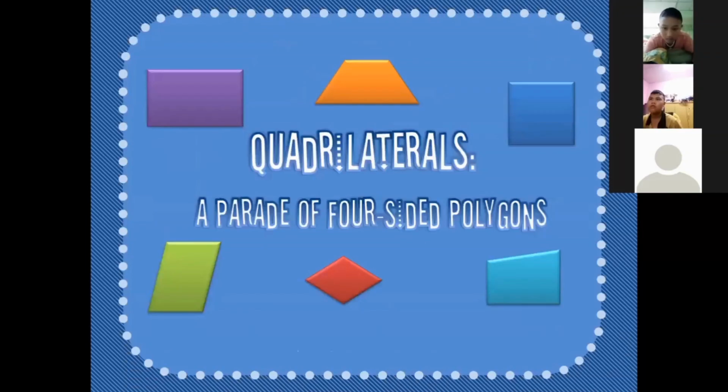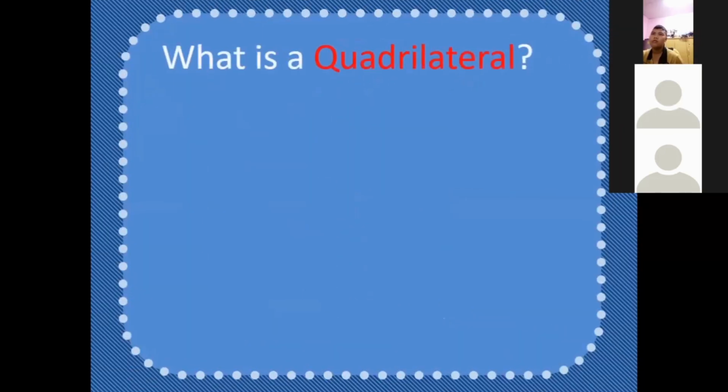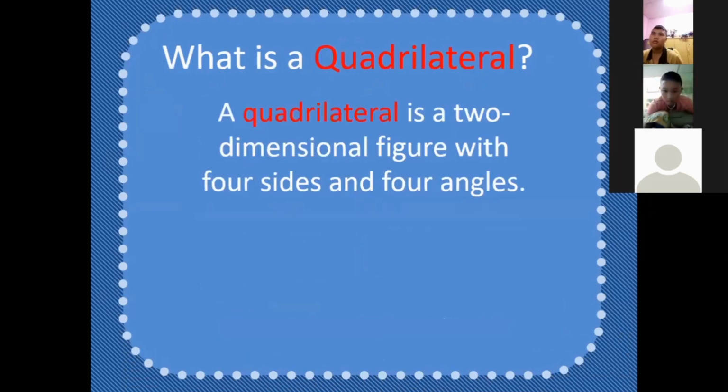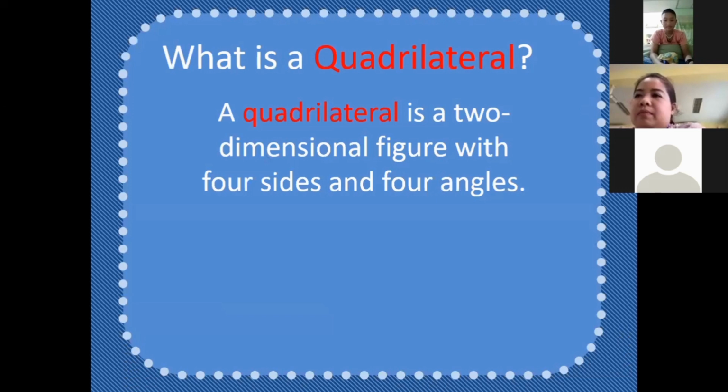Today, we are going to learn about quadrilaterals. A quadrilateral is a two-dimensional figure with four sides and four angles, meaning a 2D shape. You know that one, right? So a quadrilateral has four sides and four angles.